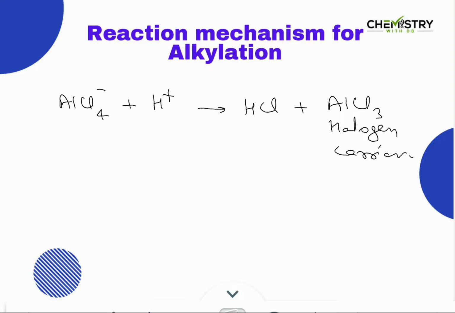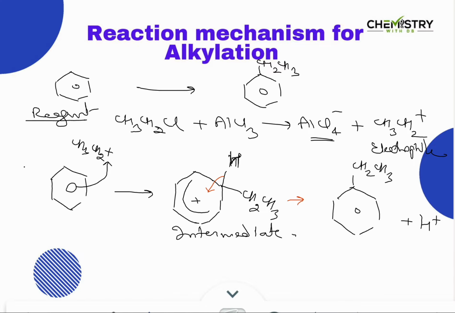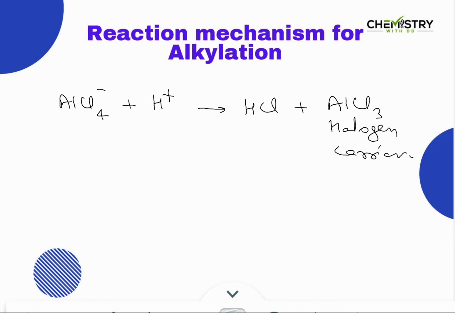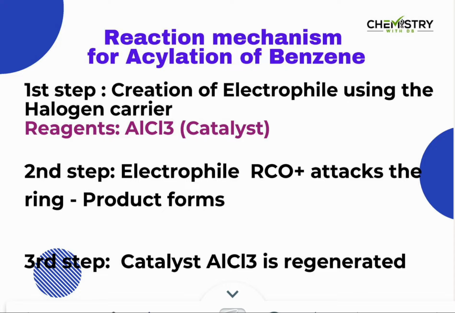So as a result of this, you have been able to make ethyl benzene, which was our target molecule, from benzene. If we wanted to make propyl benzene, then we should have started with 1-chloropropane. If we want to make methyl benzene, then we should start with CH3Cl. So I hope this alkylation is understood. Now let's move to the acylation.